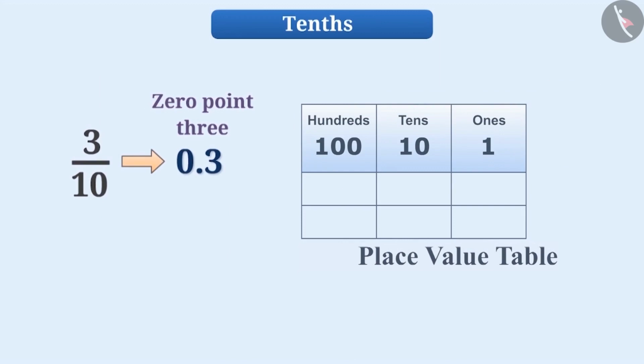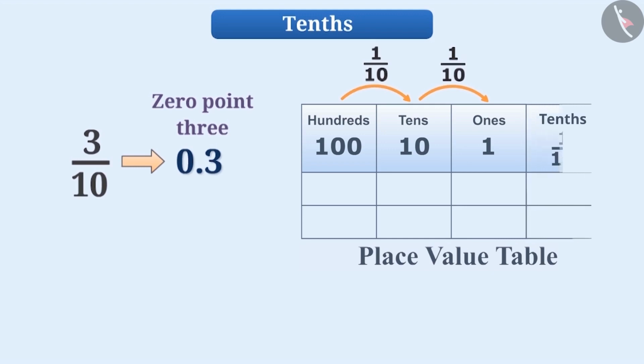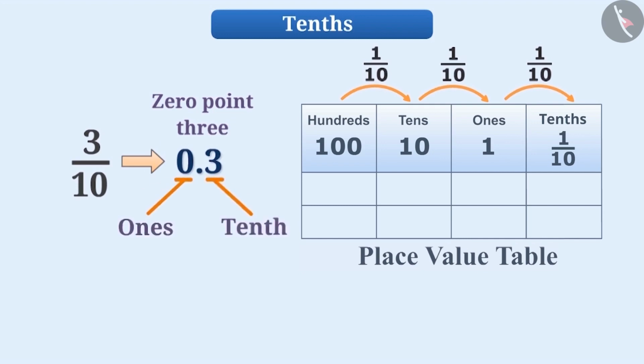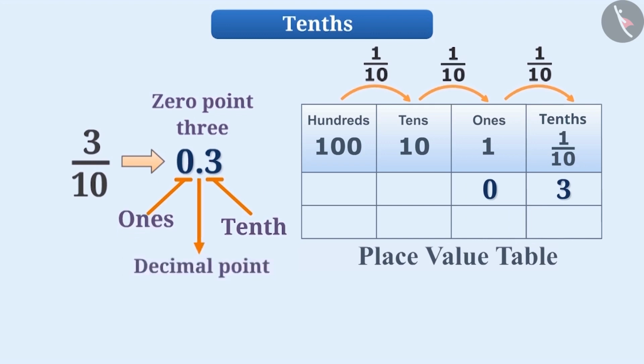Let's arrange this in the place value table. We already know that by moving towards the right, the value of each place is decreased by 10 times. Following this sequence, we will add another place in the table, which we will call the tenths place. Since it is to the right of the units place, the value of this place will also be 1/10 of the units place, which is 1/10. So, we can say that in 0.3, there are 0 units and 3/10. Thus, we can say that the decimal point separates the units from the tenths, which means it separates a whole from its parts.